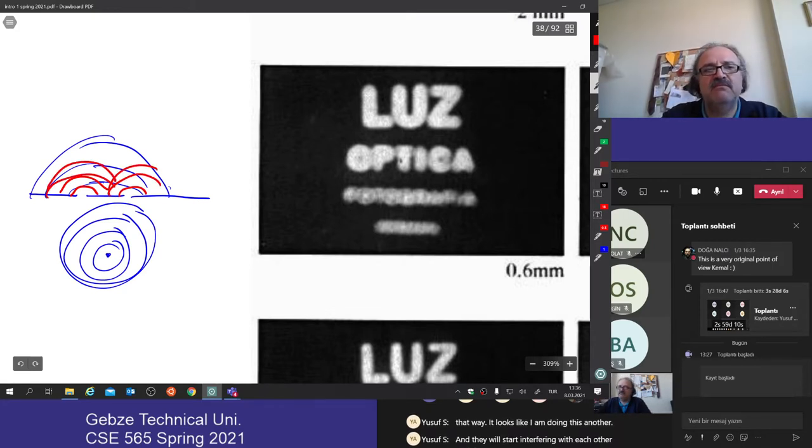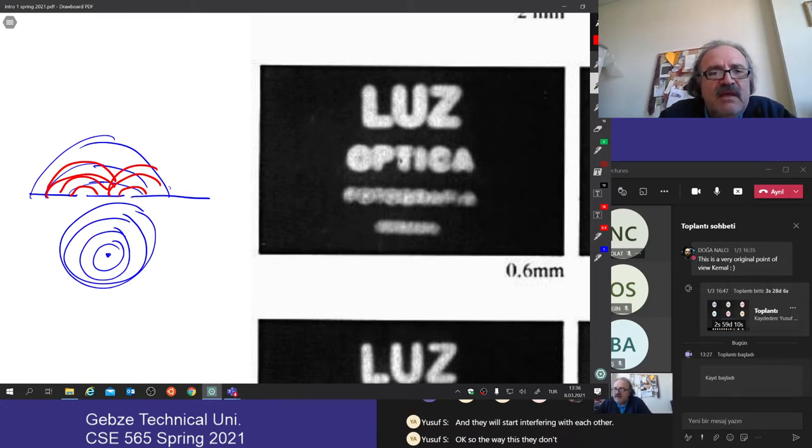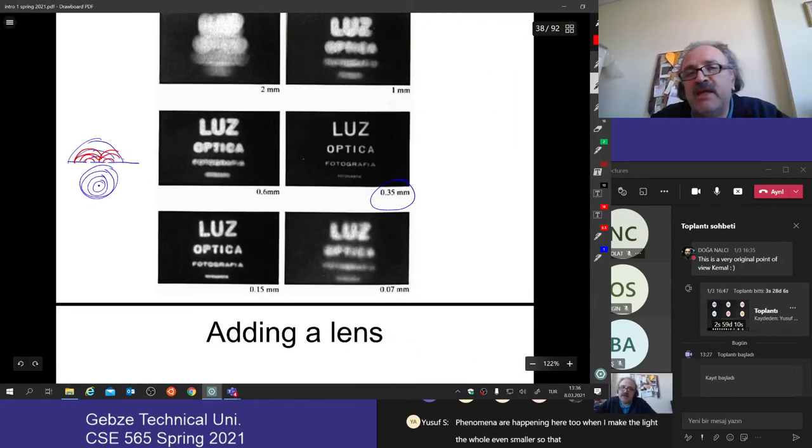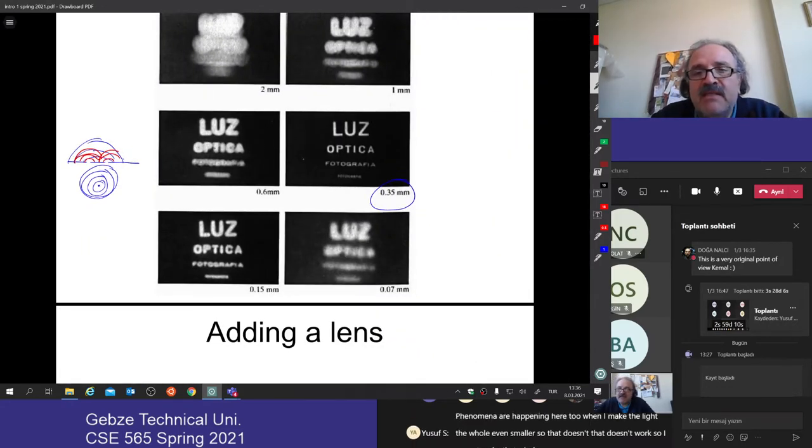So the waves don't exactly propagate on a straight line. They have a different structure. These are the interference of the waves, and these kinds of phenomena are happening here too when I make the hole even smaller. So that doesn't work. I cannot make that hole a lot smaller.